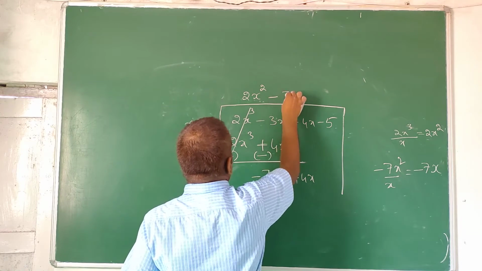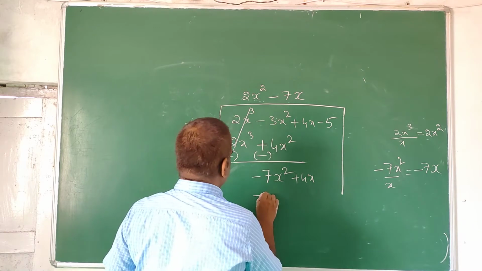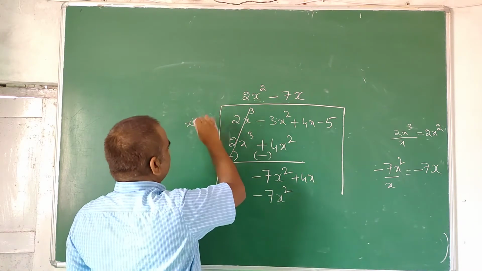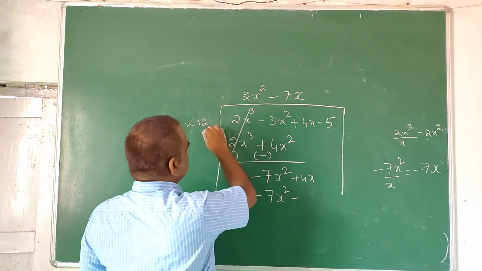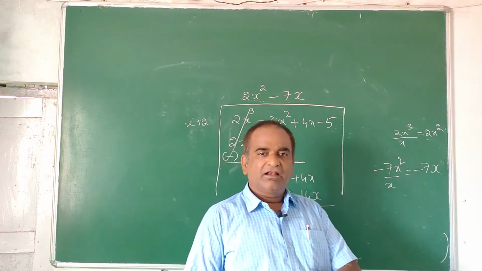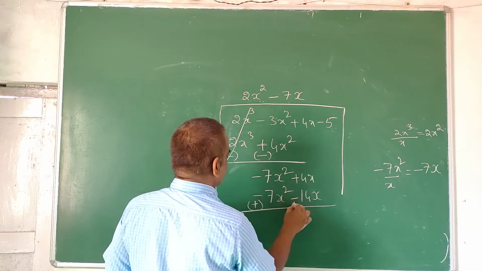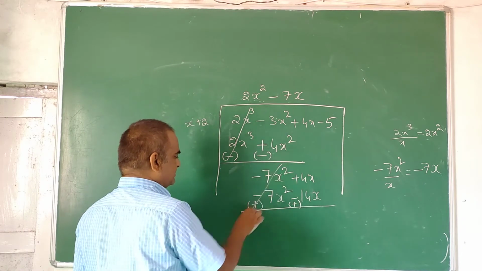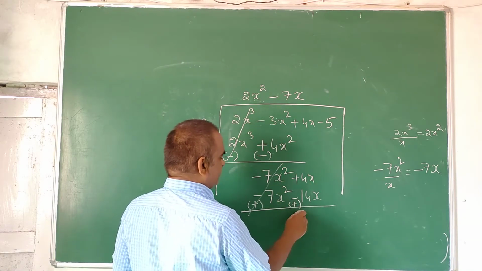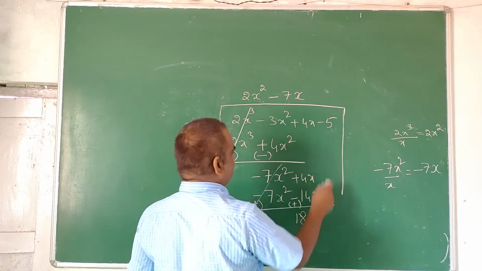Here you take minus 7x. Now you multiply plus into minus, minus. X into 7x, 7x square. Plus into minus, minus. 2 into 7x, 14x. Now change the symbols. Here you get plus. Here you get plus. Now here this and this get cancelled. 14x plus 4x, 18x. Are you following? Now you drop minus 5.